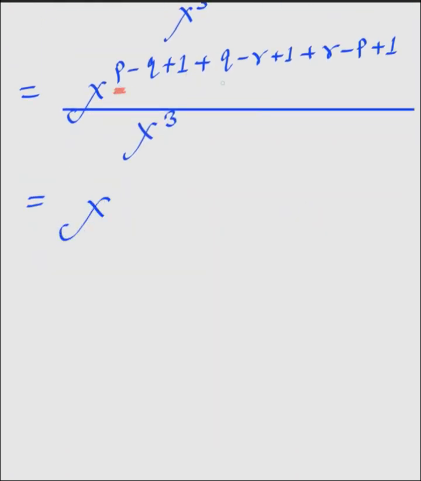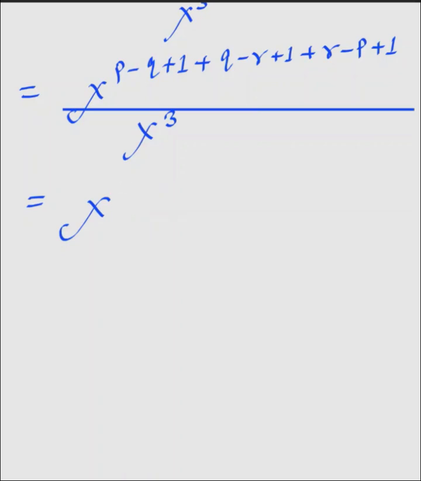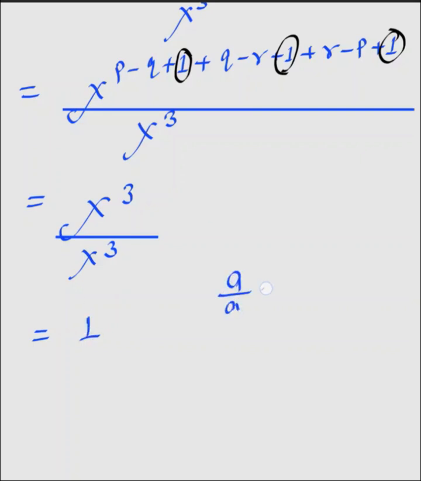You can see p here and another p here. It's plus, here it's minus, means it's 0. In this way you can see here also, this is minus, this is plus, means 0. And r also, here it's minus, here is plus, means it's also 0, right? So all are 0, remove this one, and here is 1 plus 1 plus 1, it's 3. Then divided by x power 3. x power 3 by x power 3 is always 1 because a by a is 1.